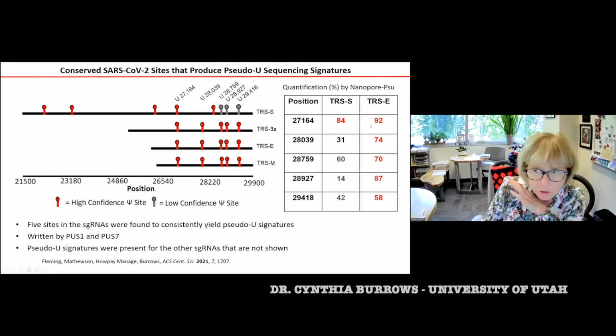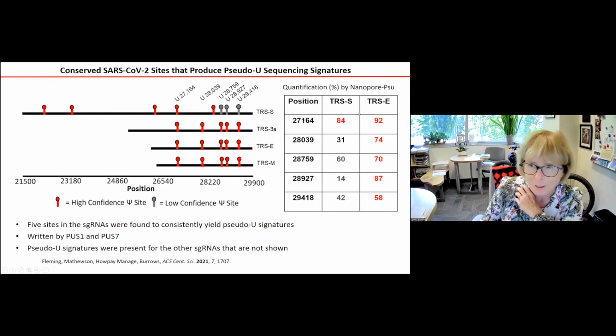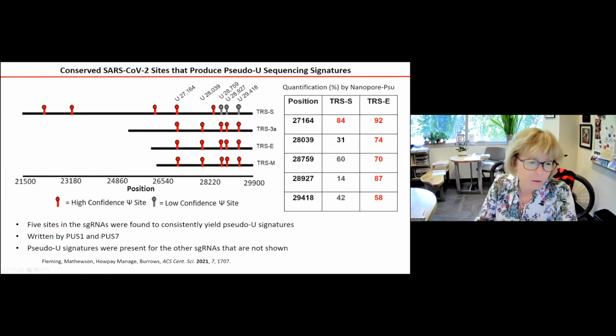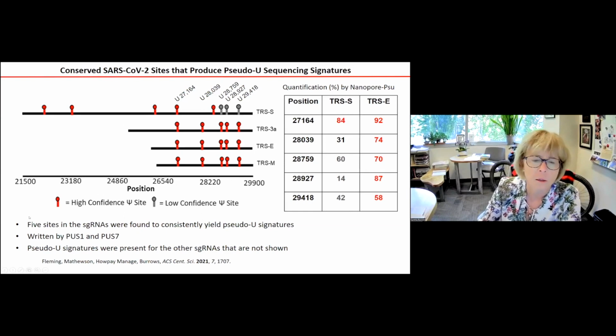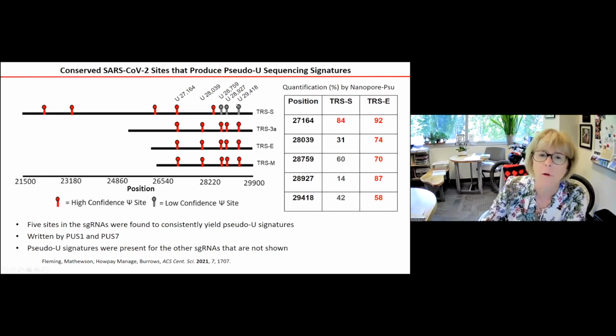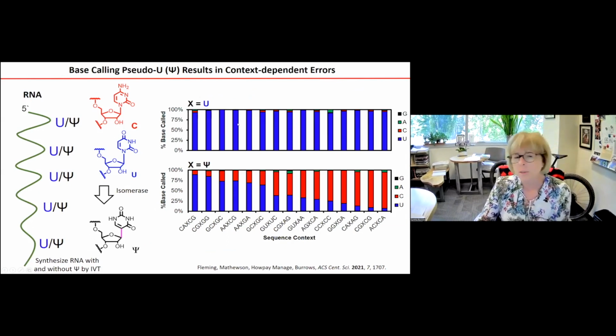I'm not sure that 2 significant figures is correct here, but at least one probably is. And these were quantified by using nanopore sequencing, and we verified that these were written by PUS1 and PUS7 into the SARS viral RNA. So how did we figure out that these were well-established pseudouridines? It was first of all by looking at base calling.